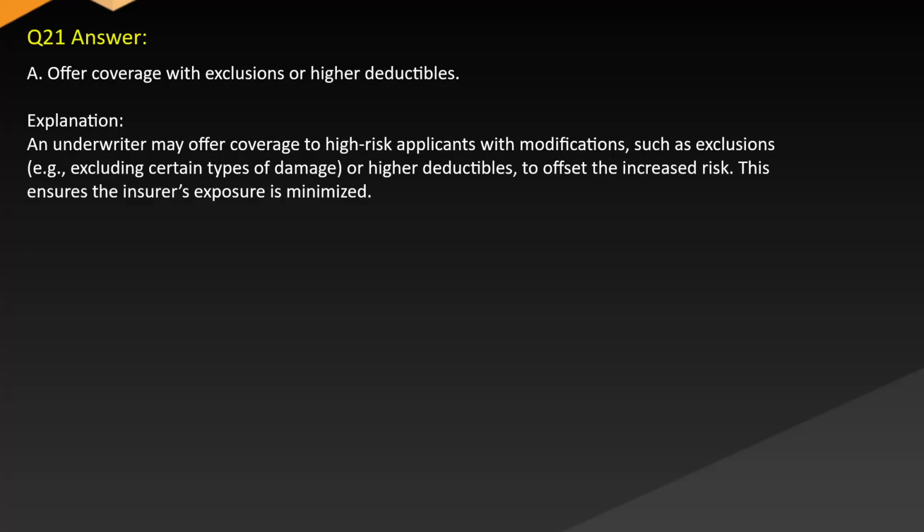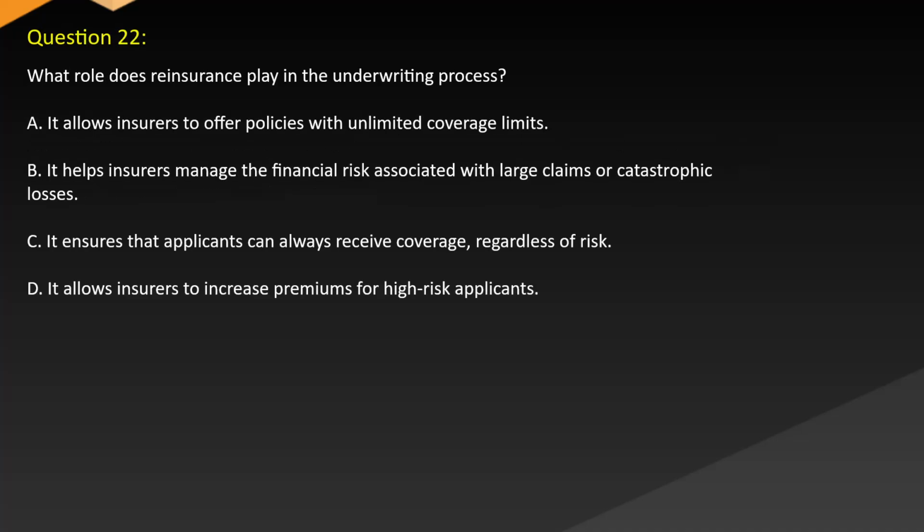Answer A. Offer coverage with exclusions or higher deductibles. Explanation: an underwriter may offer coverage to high-risk applicants with modifications such as exclusions, e.g. excluding certain types of damage, or higher deductibles to offset the increased risk. This ensures the insurer's exposure is minimized. Question 22. What role does reinsurance play in the underwriting process?